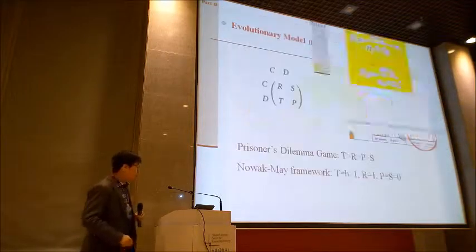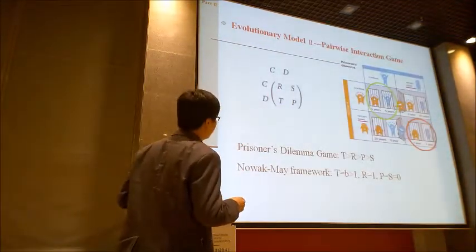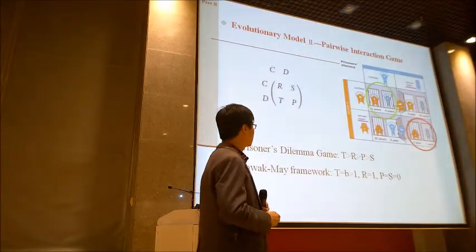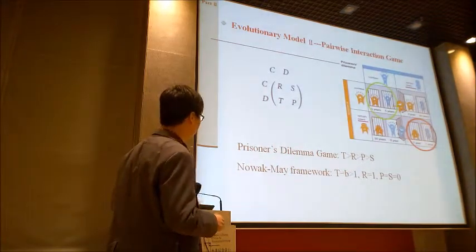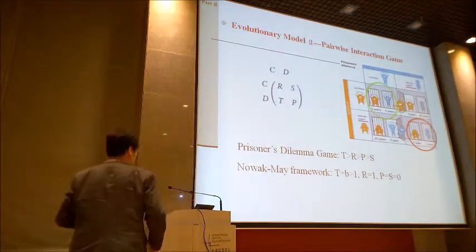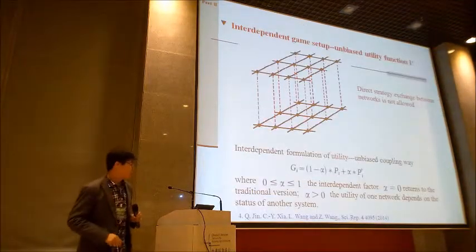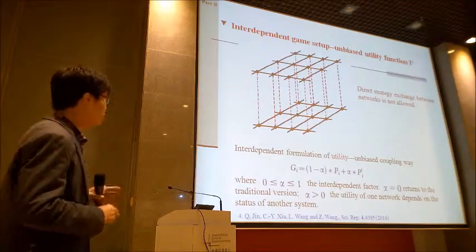And the second model is a pairwise interaction game. I mainly focus on the prisoner's dilemma game. And this is the schematic picture for the prisoner's dilemma game. I use the Nowak and May framework for the payoff matrix. Then we can first turn to the first case, the impact of the unbiased utility function. This is the schematic picture for the interdependent network.